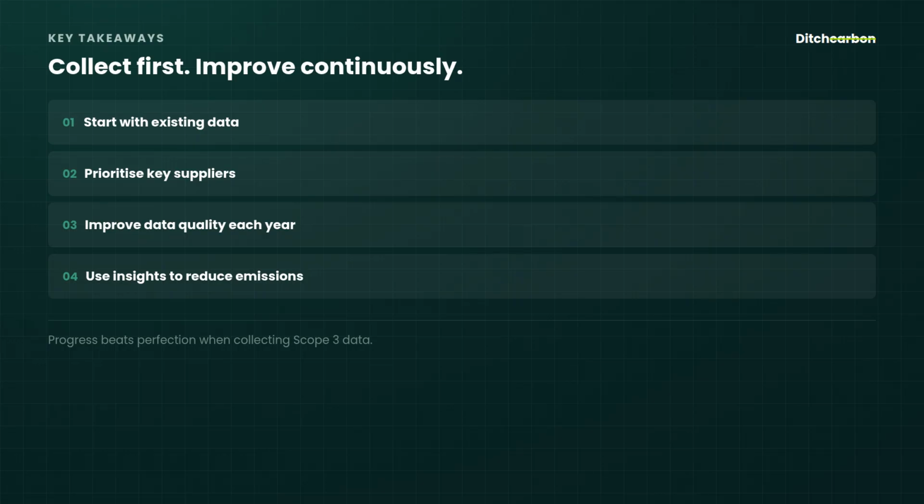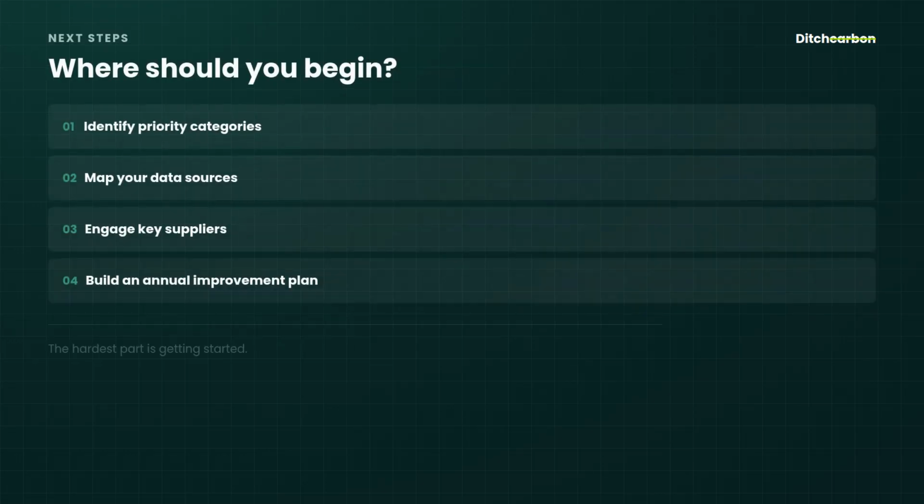If you're wondering where to actually begin, here's your starting point. Identify your priority categories, map out your existing data sources, engage your key suppliers, and build yourself an annual improvement plan. Honestly, the hardest part is just getting started.